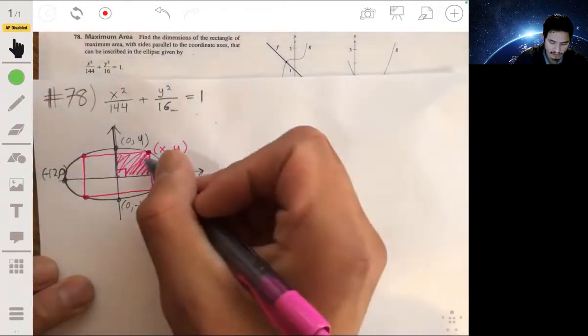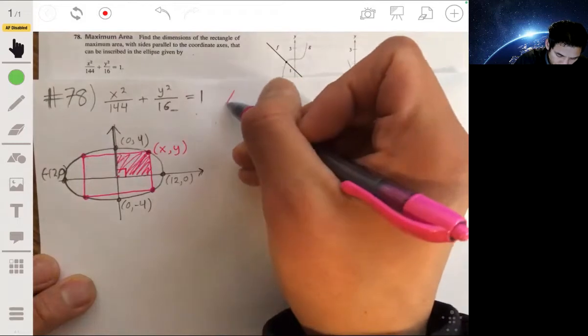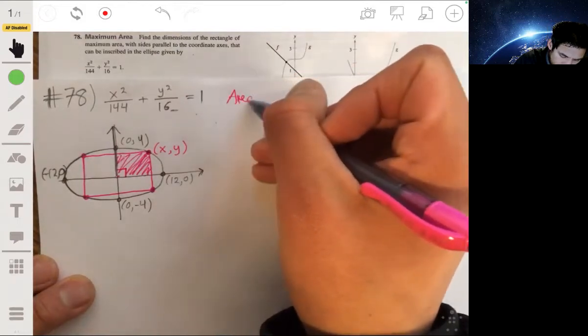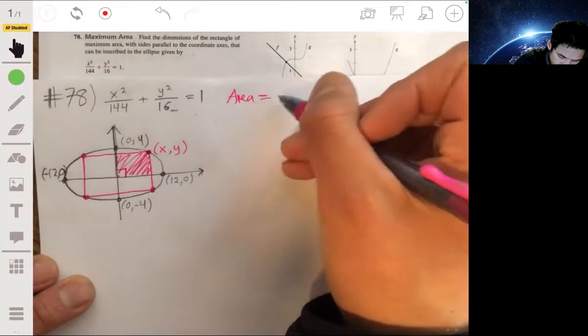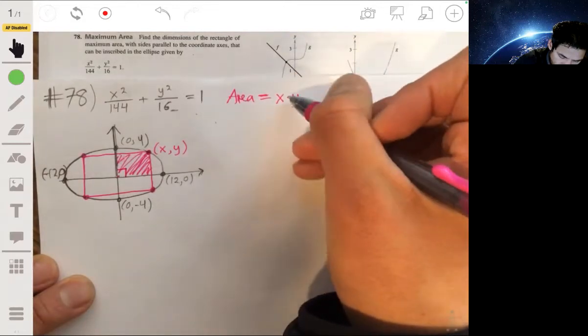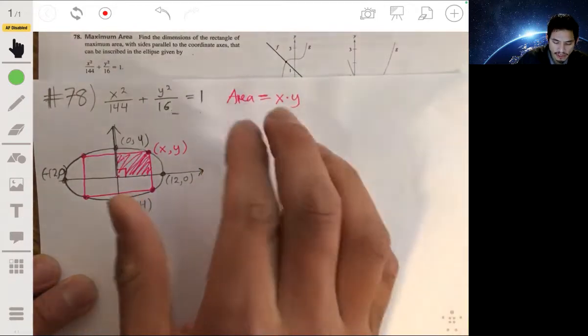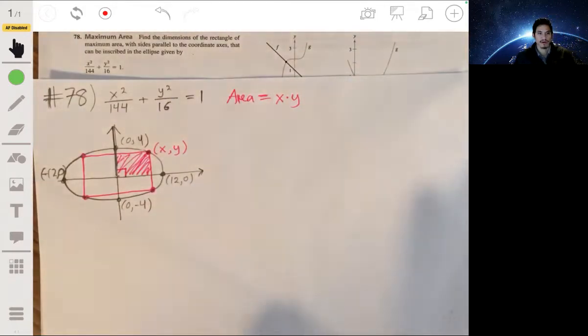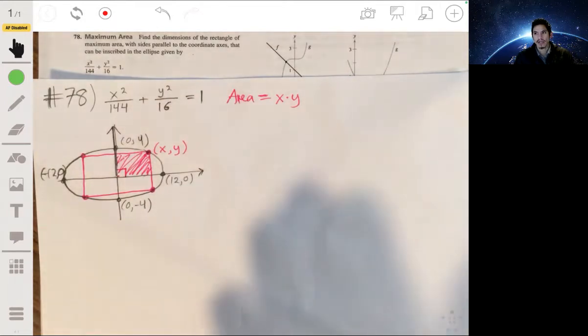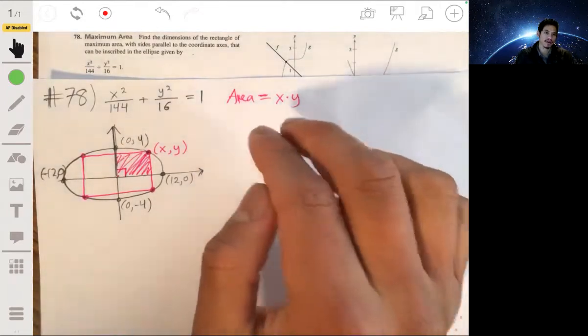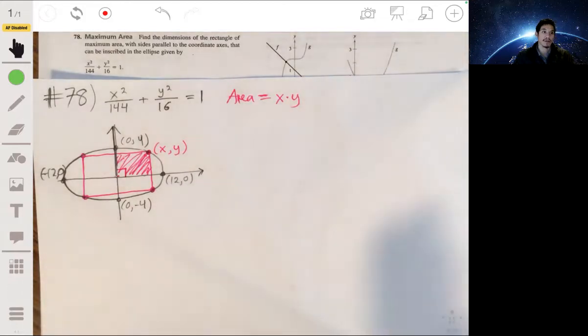Now, since we have a rectangle here, we know that the area of a rectangle, no surprise, is just base times height, length times width, or we can just say x times y. But we are going to need an equation for area in terms of one variable, because the idea is to differentiate area so that we can find the optimum values of area with respect to one of the variables, and then we can study that value and see if it is going to be a max or min, or what's going on there.